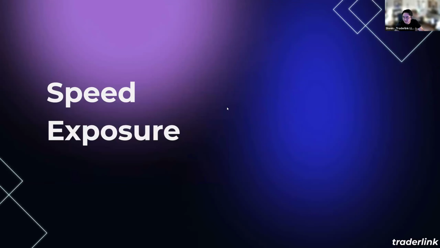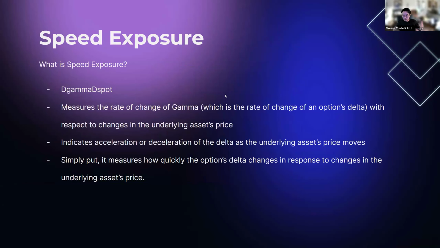Alrighty. Seems like this is the tool that everyone would like to learn. It's Hassan's favorite tool. So let's get into it. What is speed exposure? So speed exposure is dGamma/dSpot. That's the formula for it. But what it actually measures is the rate of change of gamma, which is the rate of change of an option's delta. So it is essentially the gamma of gamma per se.